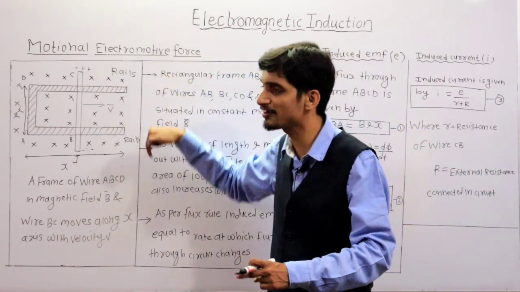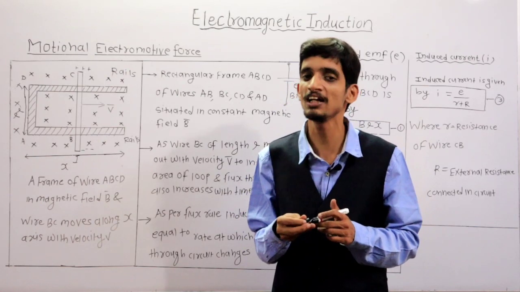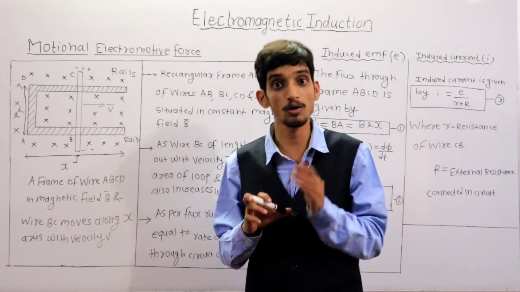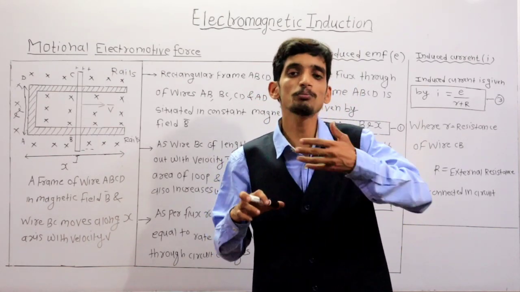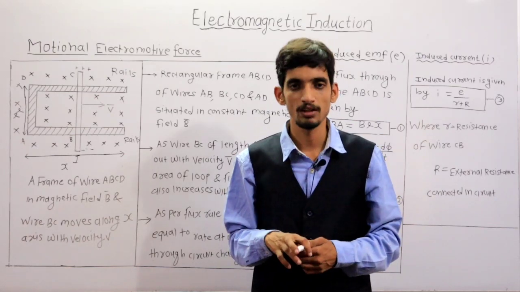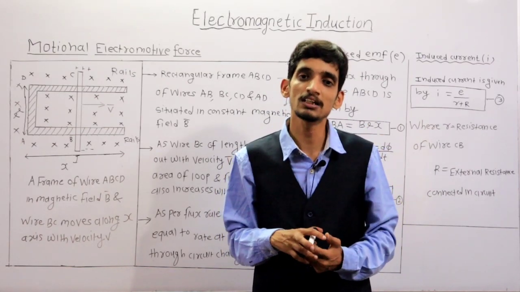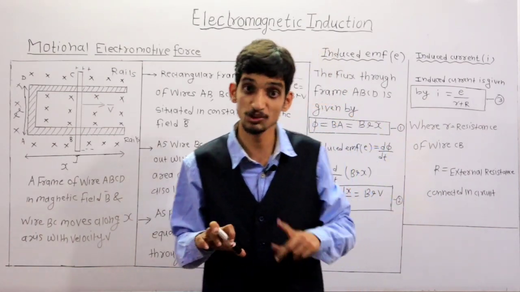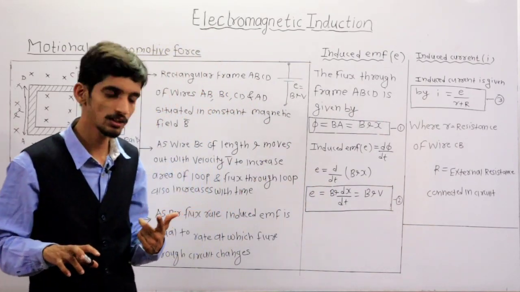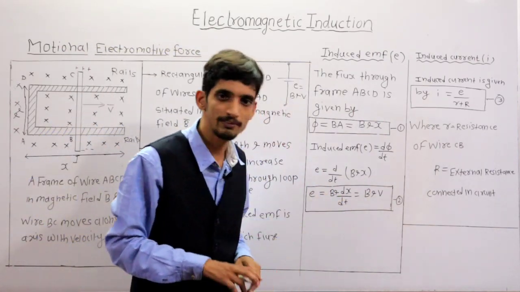Actually we are fixing the battery here, but initially it does not act as a battery because motion of the rod is not started. When motion of the rod is started, then only EMF is induced. That's why it is motional EMF. Clear? Okay. So E is equal to BLV.